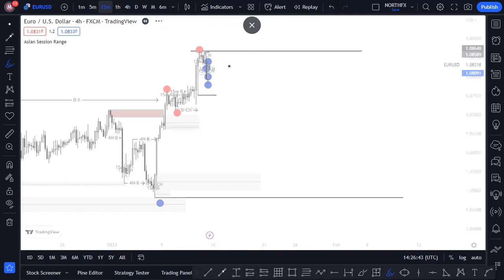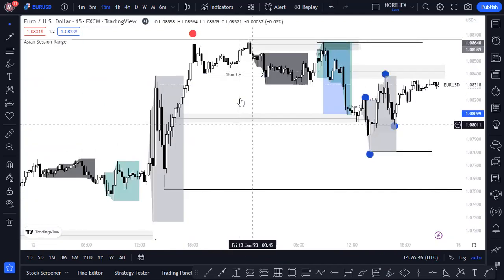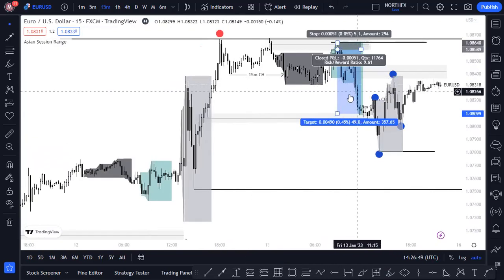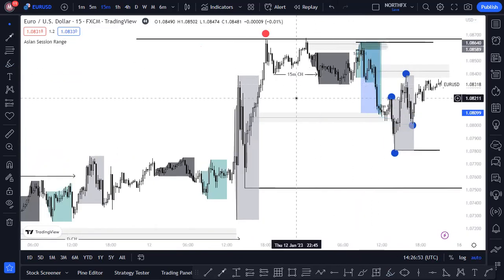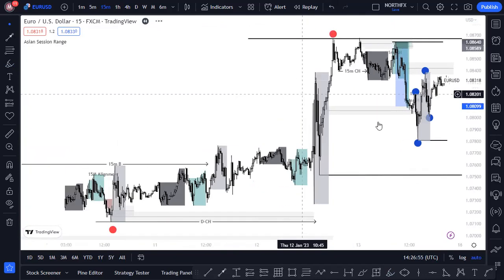So if we go to the 15 minutes, potentially you can see that this was the trade I took on Friday, which was a very, very lovely trade.